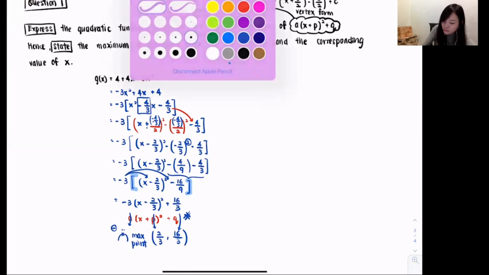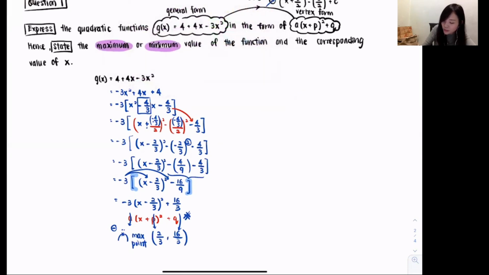Whenever you want to do this, that is because they want to find the maximum minimum point, right? But then this one, they say they want to state the maximum minimum value. So they're asking you the maximum minimum value of the function that we just did and the corresponding value of x. Corresponding means we are matching partners. So they want the corresponding value of x as well.